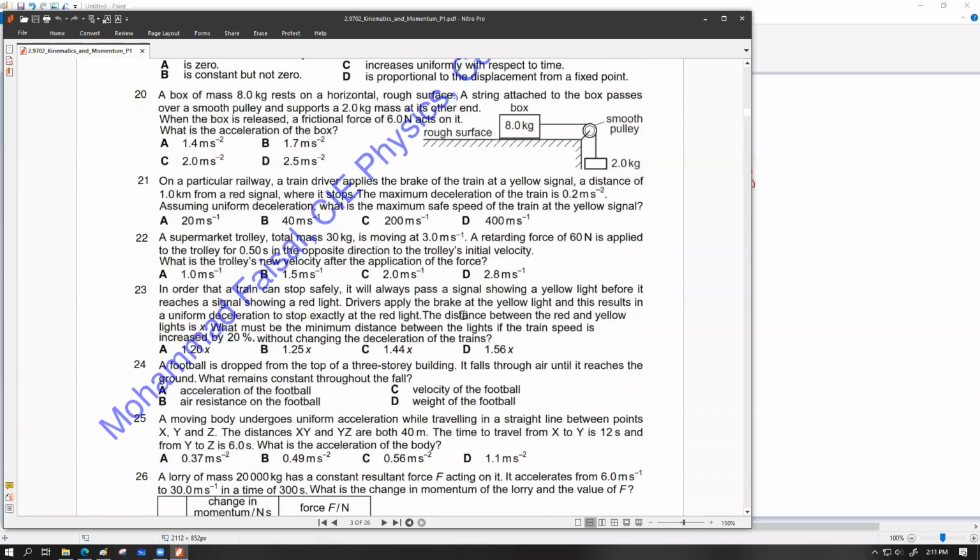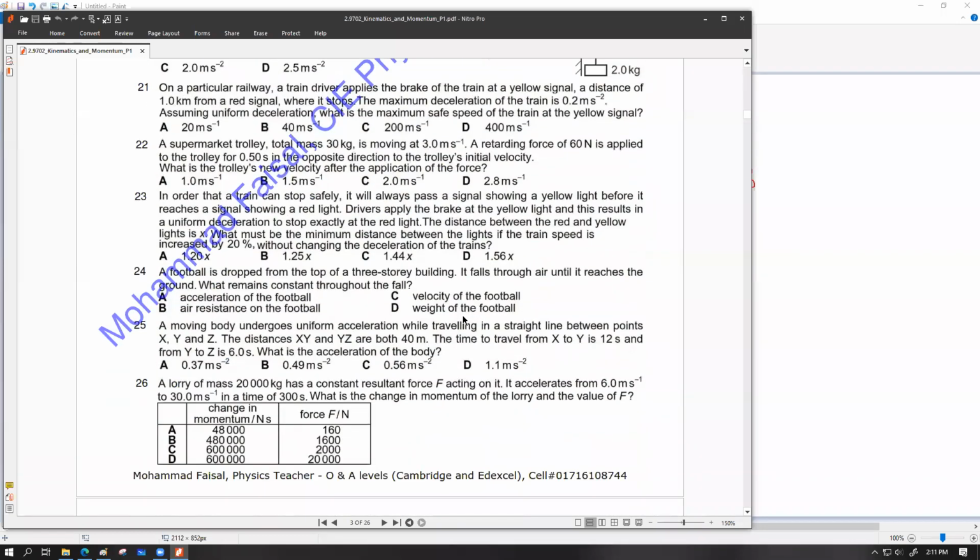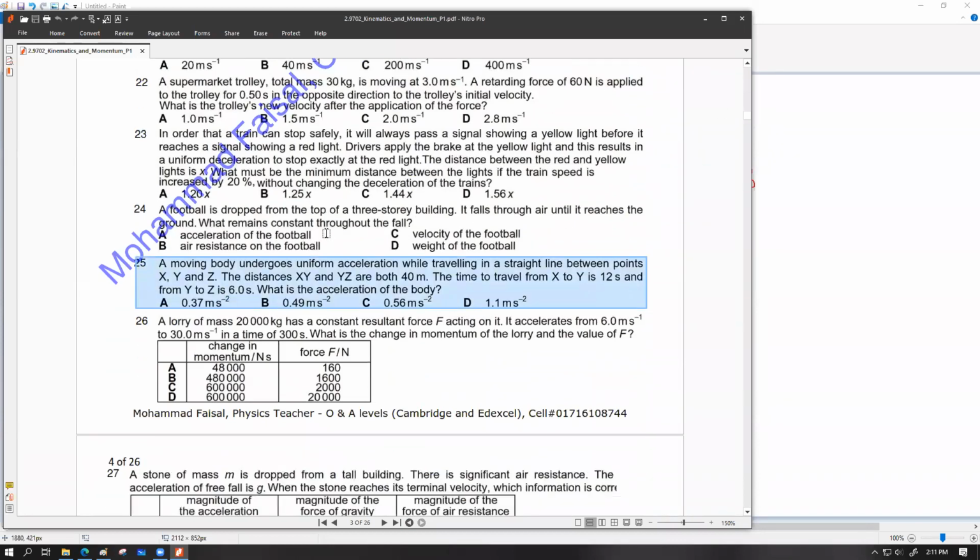Anything from page number 3? Anyone? Sir, number 25. Number 25. Beautiful question.